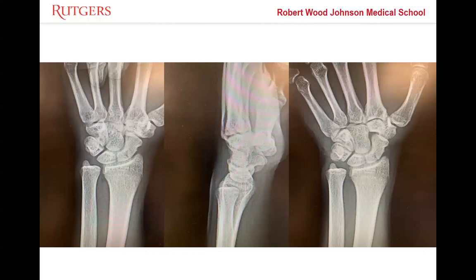So this is a case of a high level hockey player, 10th grader, comes to see me 4 weeks out from an injury, a fall on his wrist. And we're talking about what we want to do now. So Jimmy said he wants to fix it. How are you going to fix it? Would anybody treat this non-operatively?